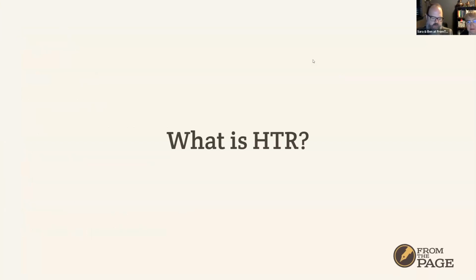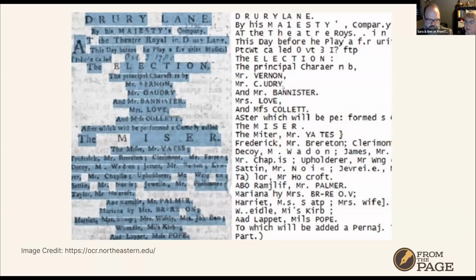Okay, so let's start by talking about what HTR is. Most of us are familiar with OCR, optical character recognition. This is a technology that's been around for decades. It looks at an image of a printed document and automatically transcribes the content of the document into electronic text, generally by looking at each character and matching that character against a database of what different other characters look like.